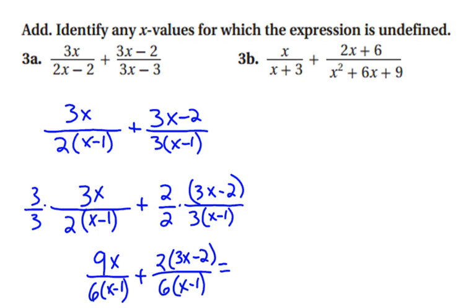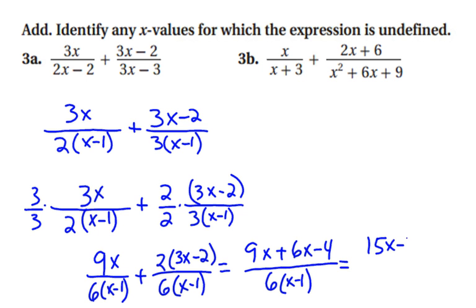So I'm going to rewrite the top: 9x plus 6x minus 4. Make sure you distribute the whole way through. Over 6 times x minus 1. Simplify that even further. We get 15x minus 4 over 6 times x minus 1. There's nothing else we can do.